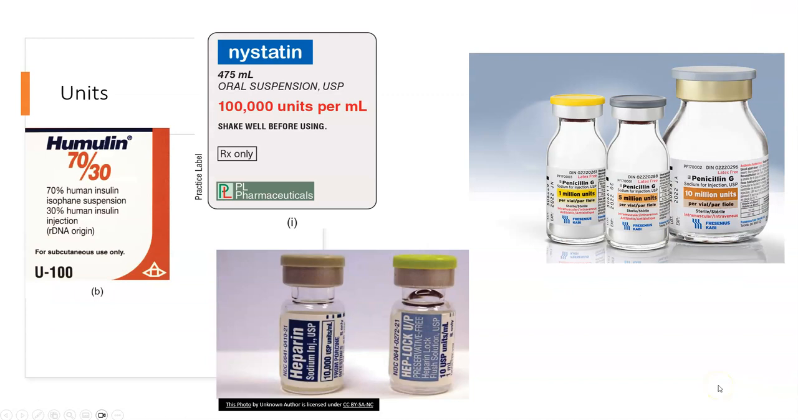Other ways that we measure drugs is in units. So insulin is the most commonly recognized drug measured in units. This is known as a U100, which means there is 100 units for every milliliter. This is not a complete drug label. Now, insulin can also be U200, U300, or U500. It depends on the type of insulin. But insulin is measured in units.